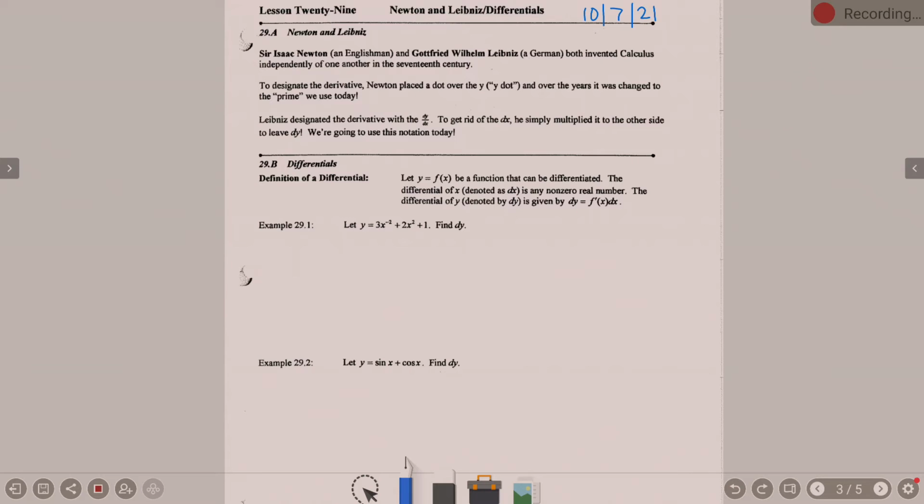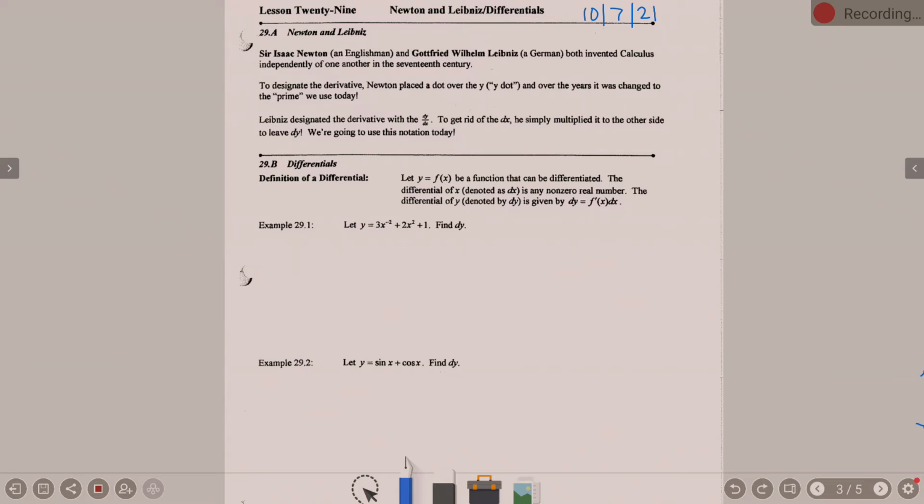So, what you guys were just talking about: Sir Isaac Newton, an Englishman, from England, not American. And Gottfried Wilhelm Leibniz, a German. Both invented calculus independently of one another in the 17th century. How they did this independently, I'm not 100% sure. Now, we are specifically talking in relation to derivatives today.